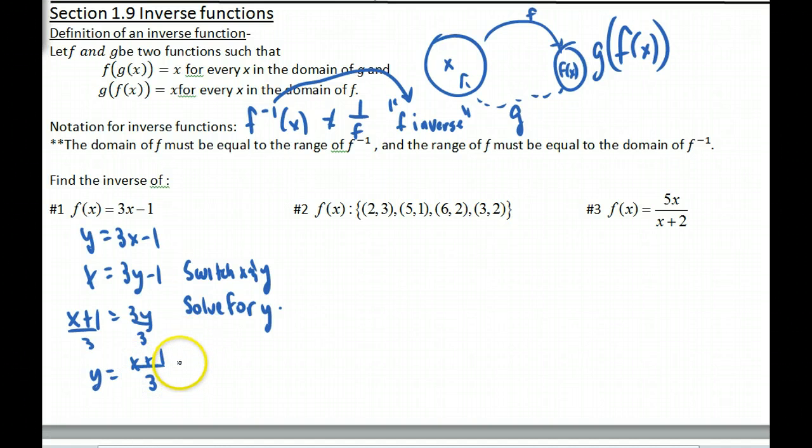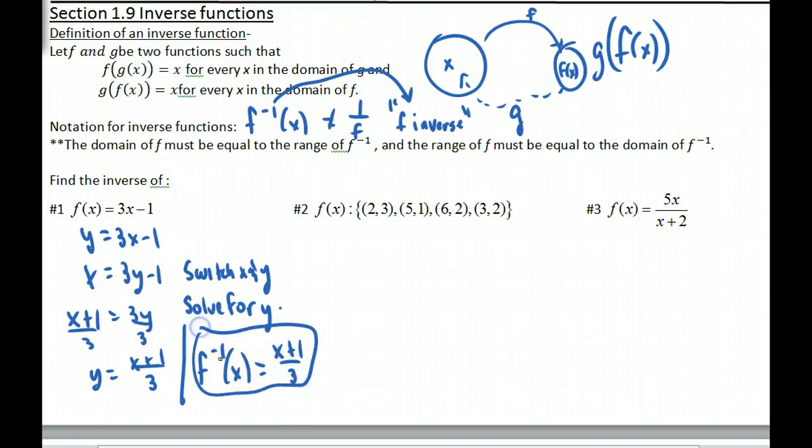Now we're not done because we have to tell everybody what this is. What this is, is f inverse. So it's f inverse of x is equal to x plus 1 over 3. Now, really, all we're doing with this is we're switching the x's and the y's, switching my inputs and my outputs. So let's look at number 2.